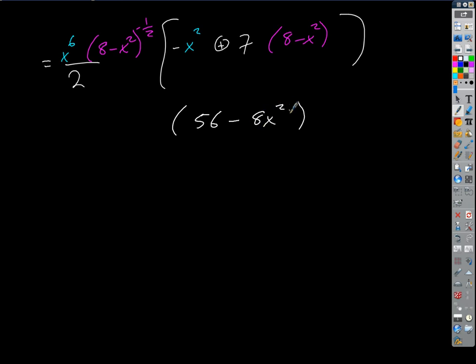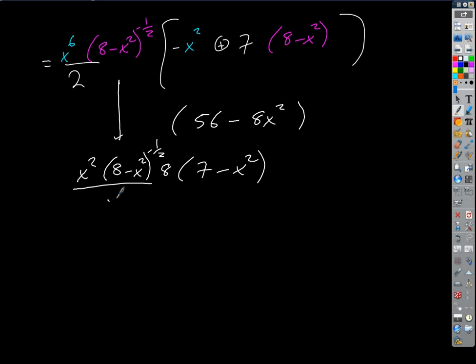Okay. Could I factor something out of that? Yeah. See that I could take an 8 out of that? So all this stuff would actually just become 8 times 7 minus x squared, and then all this still has to come down. So I've got my x to the 6th times 8 minus x squared to the minus 1/2 over 2, so I could do a little simplification and make that a 4.